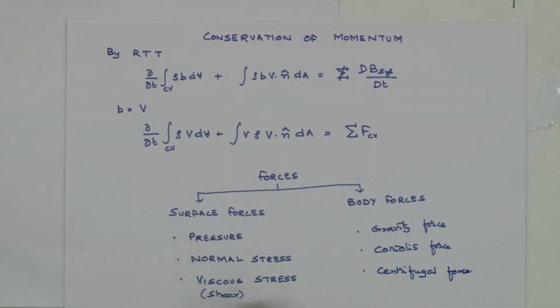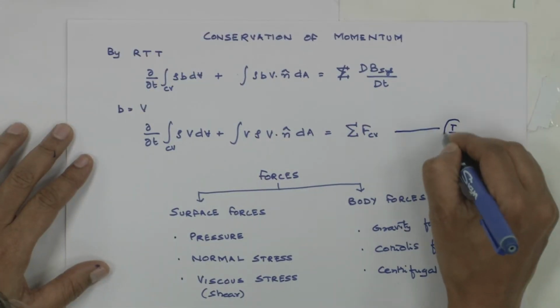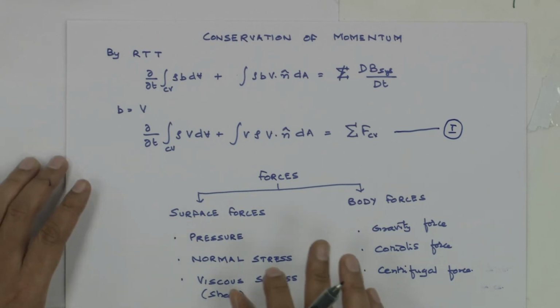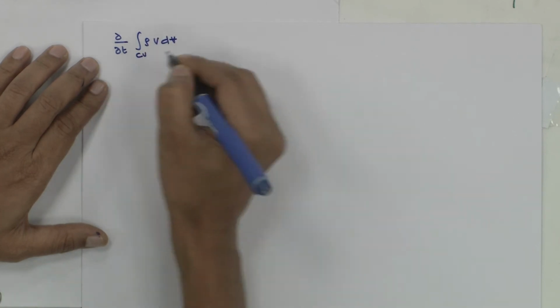So, now with these forces, let us take this mother equation which we shall call Roman number 1. Let us take up this equation and build upon each term by taking an elemental control volume. So, let's write the first term, that is, dou by dou t of rho V dV over the CV equal to.